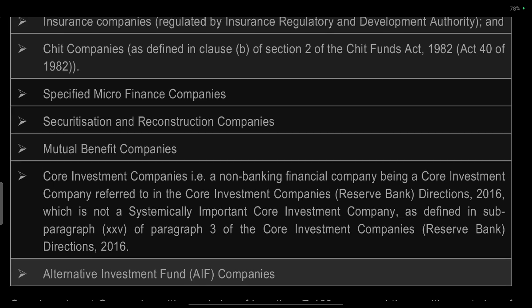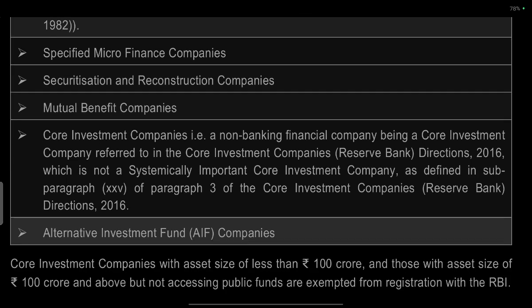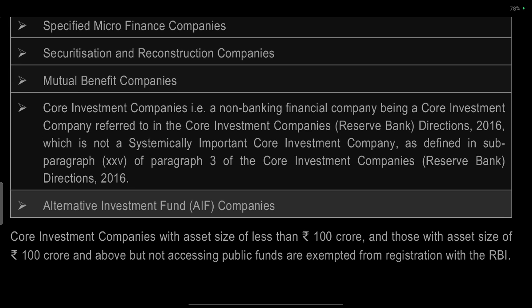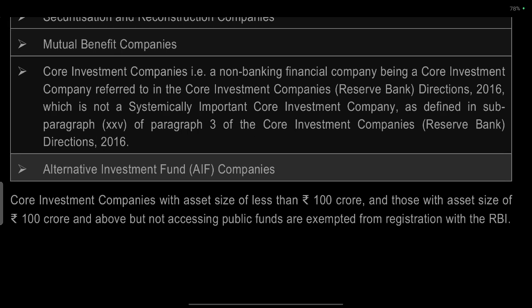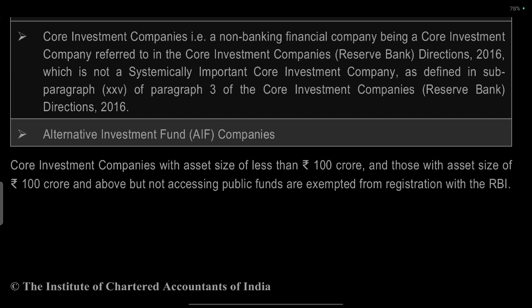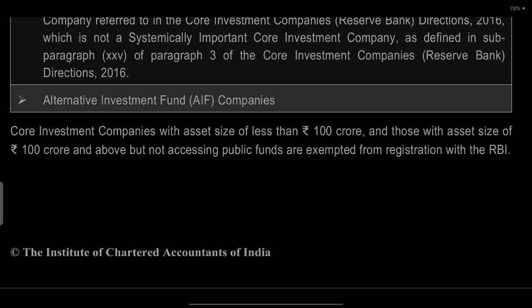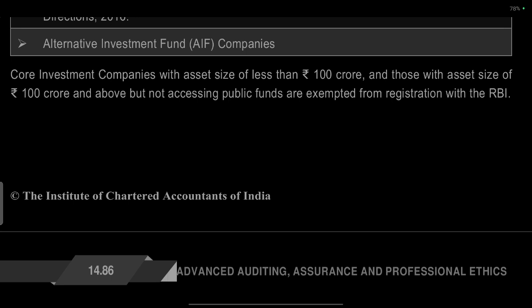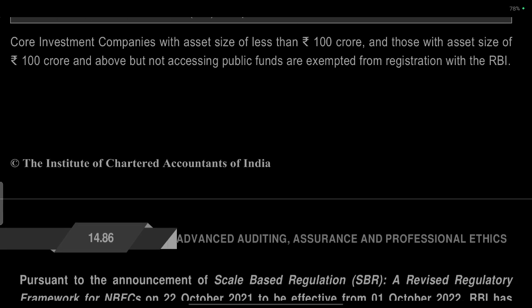securitization and reconstruction companies, mutual fund companies, and core investment companies. Non-banking financial companies being core investment companies, under the Core Investment Companies (Reserve Bank) Directions 2016, which are not systemically important core investment companies, as defined under the subsequent para, are exempt. Core investment companies with asset size less than 100 crores, and those with asset size of 100 crores and above but not accessing public funds, are exempted from registration with RBI.